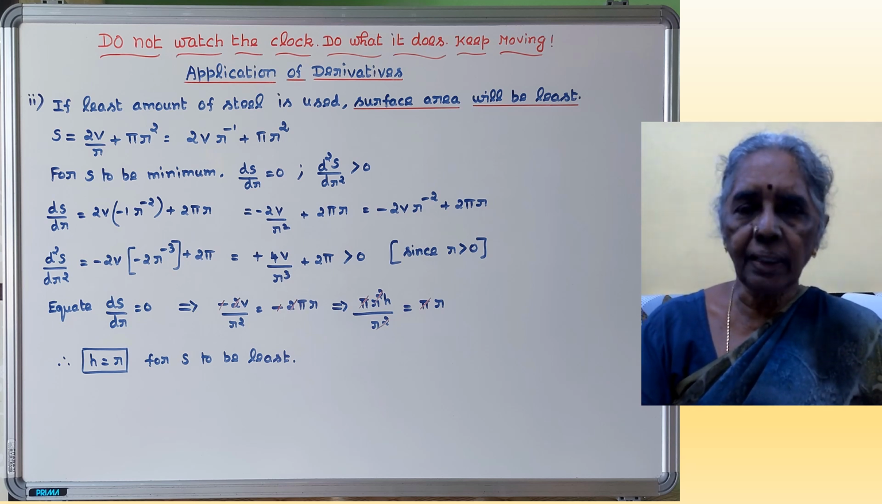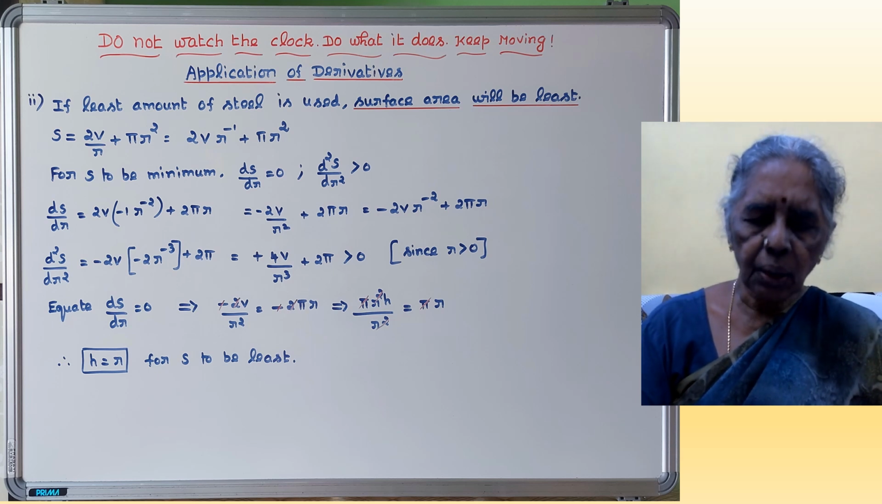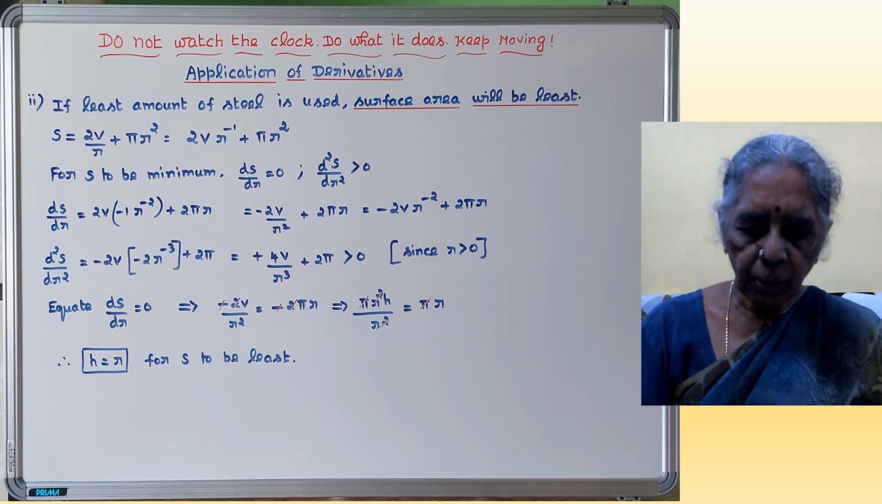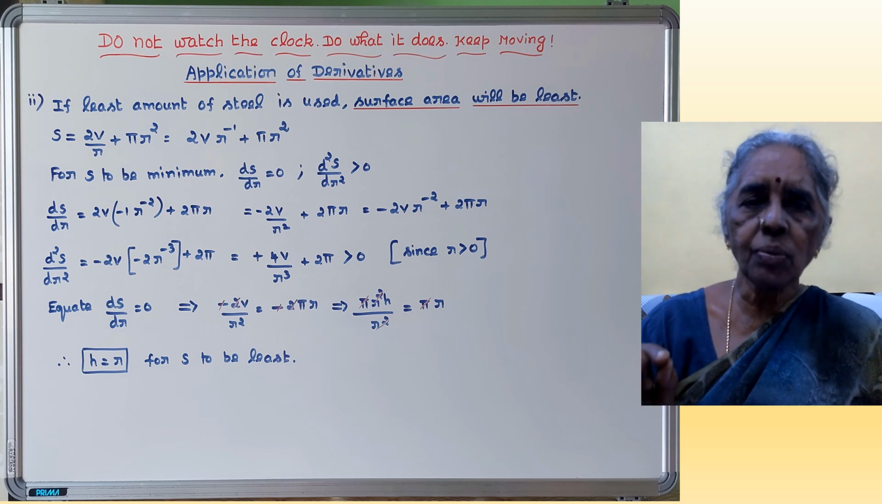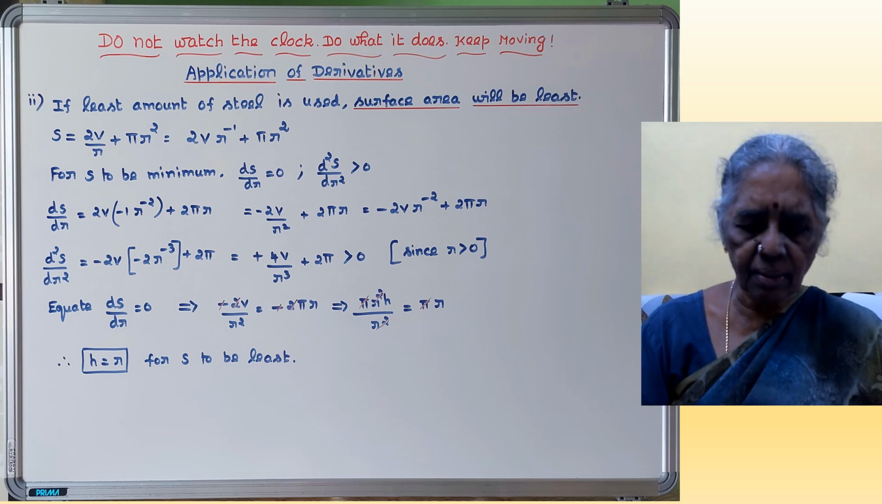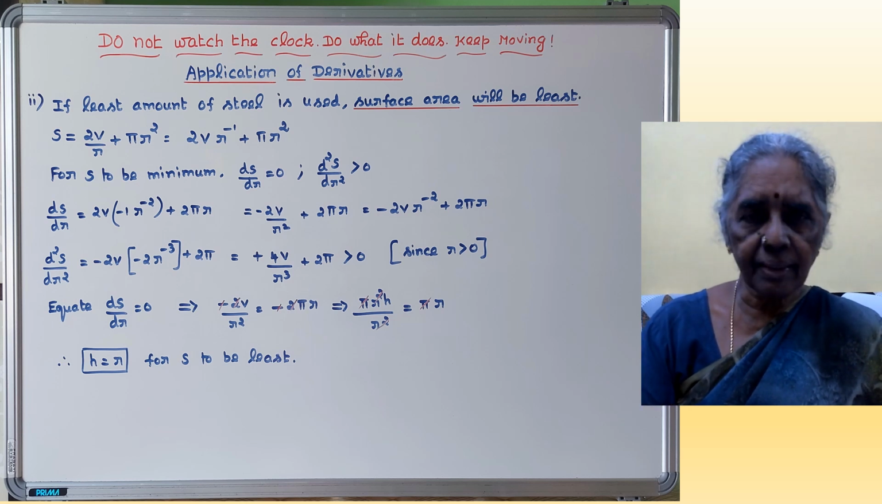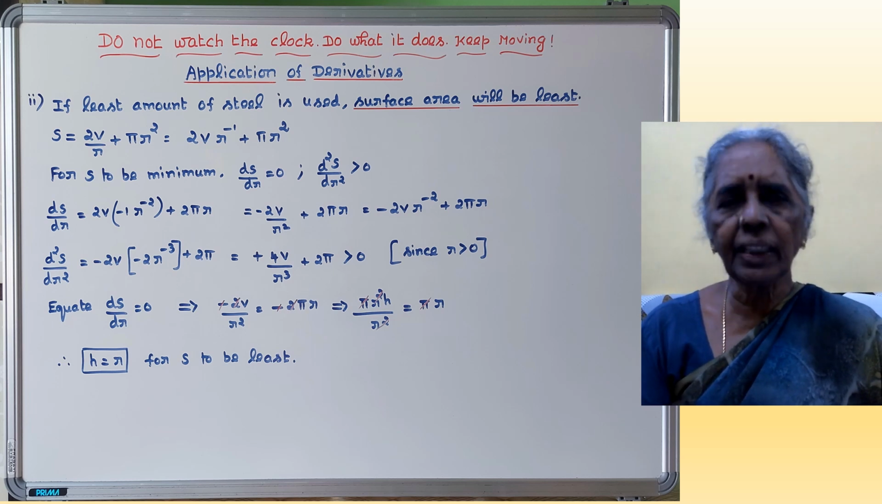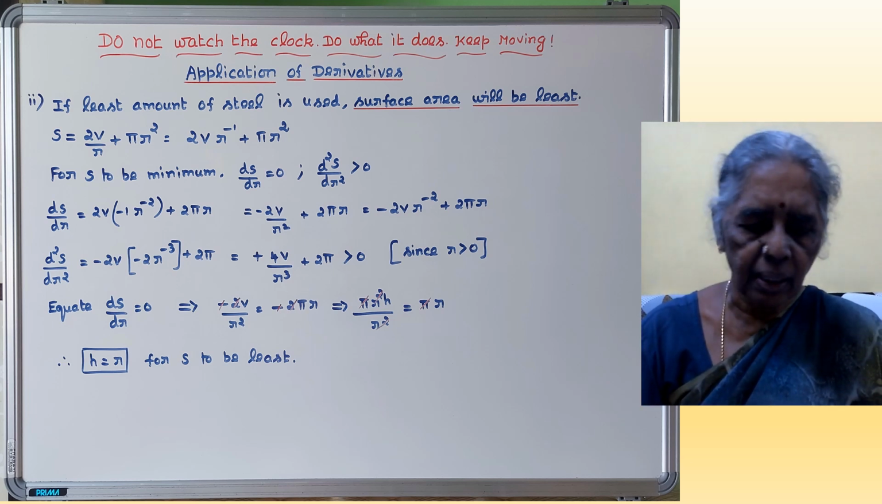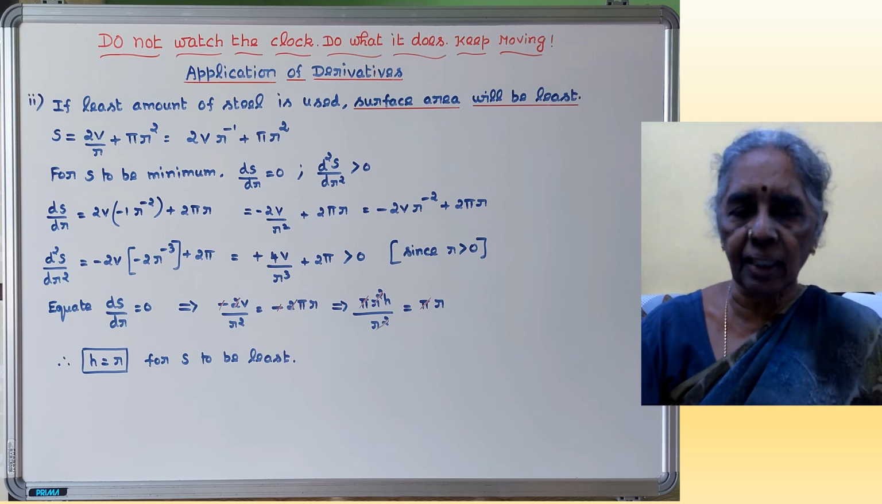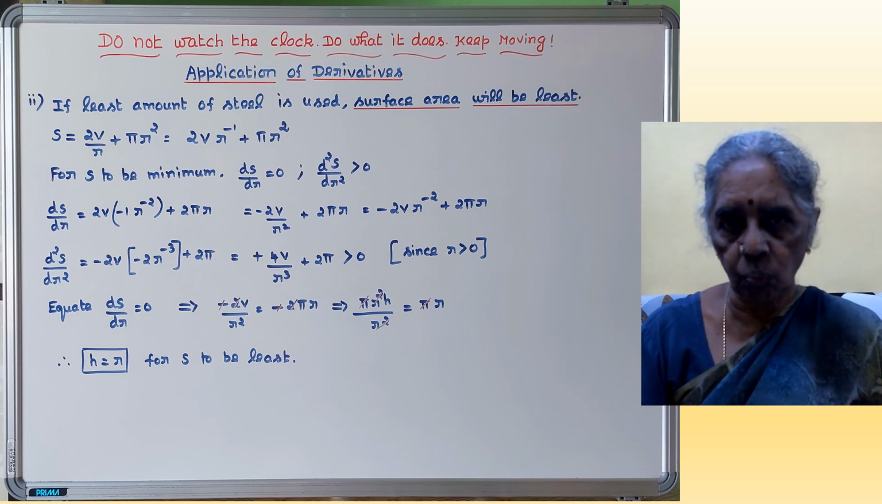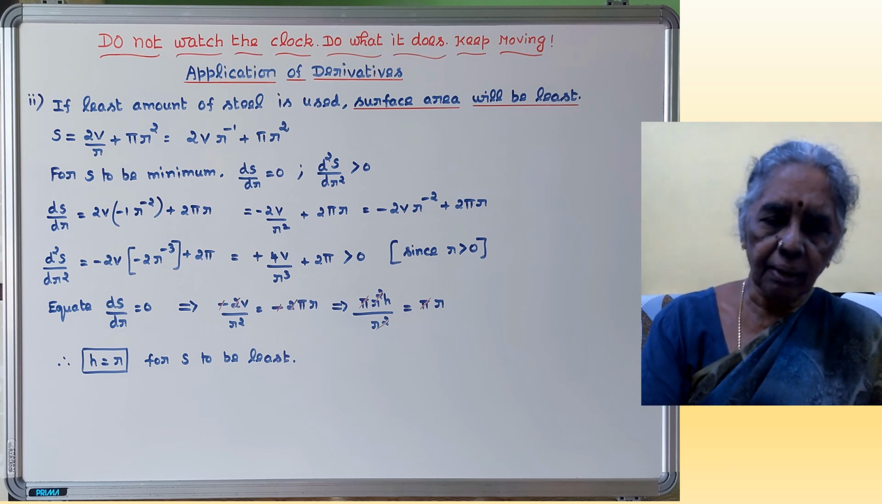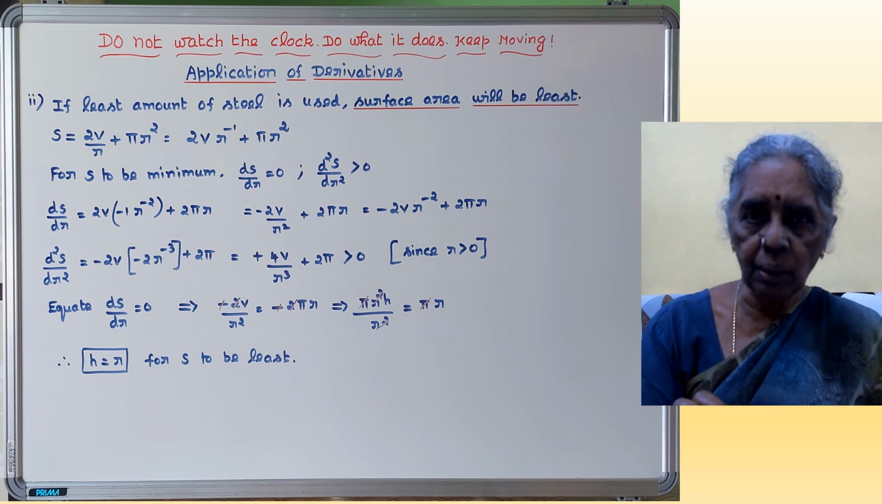Let us simplify it. We will get plus 4V by r cubed plus 2 pi. This is definitely greater than 0 because r is radius, it will be positive, and V volume, pi, everything is positive and there is a plus sign in between. So the second derivative is greater than 0. That condition is satisfied. Let us equate the first derivative to 0.